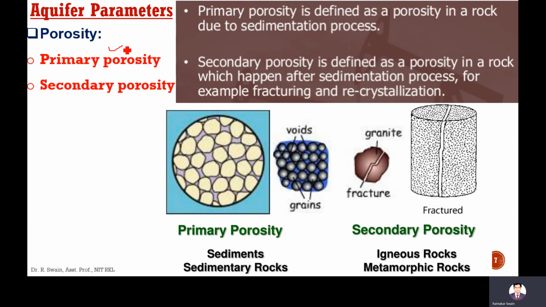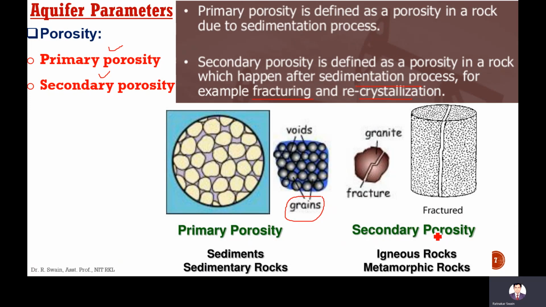Next is the primary porosity and secondary porosity. The primary porosity is defined as the porosity in a rock due to the sedimentation process. Secondary porosity is defined as the porosity in a rock which happened after the sedimentation process, for example fracturing and recrystallization. It means the primary porosity is due to the voids between the particles of a soil mass.